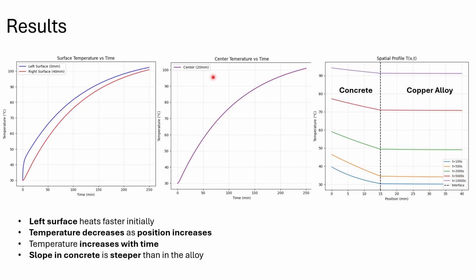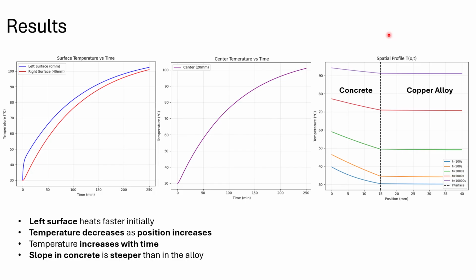The graph on the right shows the spatial temperature of the block at different times. As shown, temperature decreases with position as heat always flows from hot to cold. Temperature also increases with time since the hot heat source, aka the ambient air, remains. The energy of the wall rises with time.